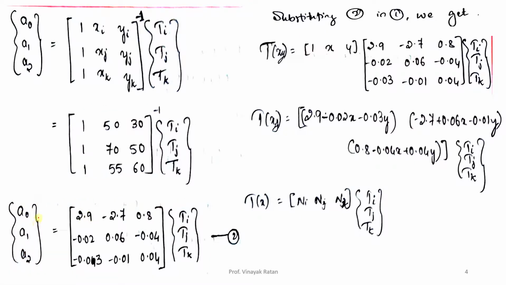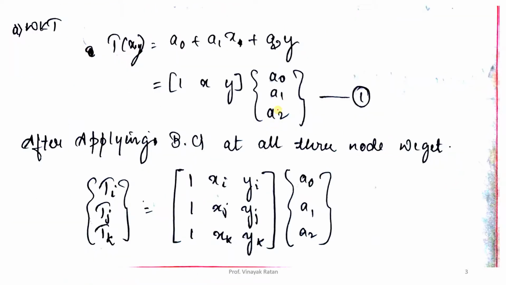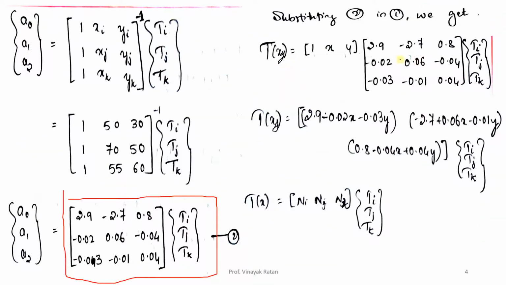So once you got this, this is your generalized coordinates A0, A1 and A2. Now what are you supposed to do after this? Once you find the generalized coordinates A0, A1 and A2, you substitute them back in this expression. You have to substitute that over here. So that is what is done here.